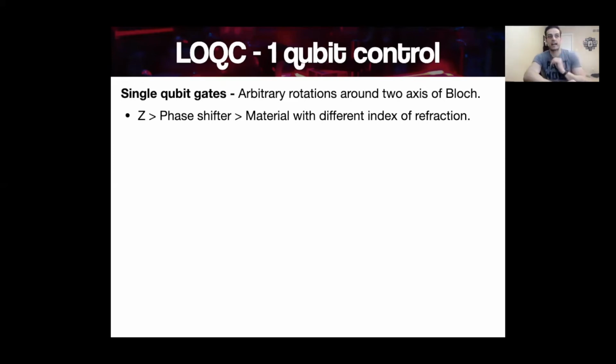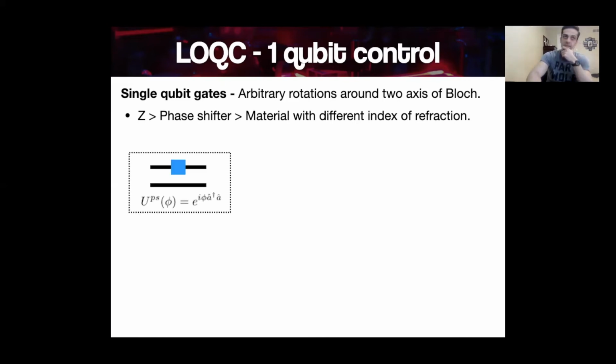So let's first look at how the Z gate is done. We're done with the phase shifter. So we can put a material with a different index of refraction on one of the rails, wherever we need such a gate to happen. So it would look something like this. And we had this from before.